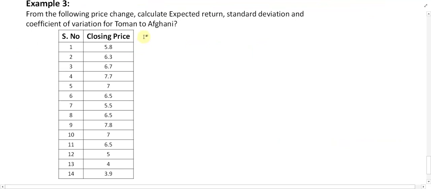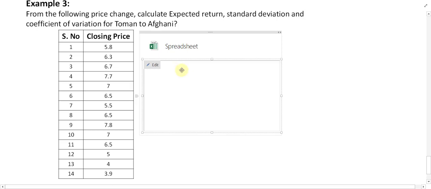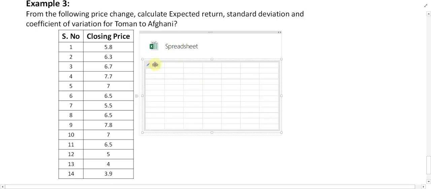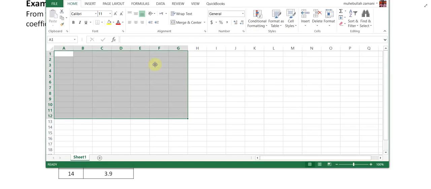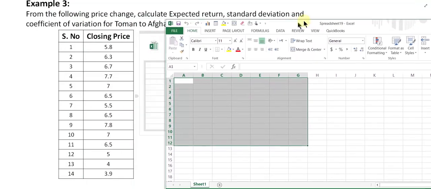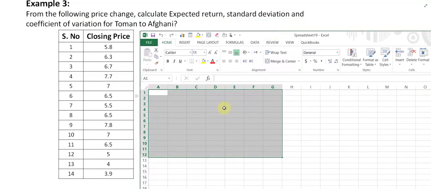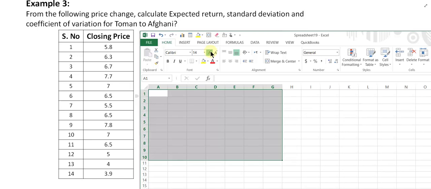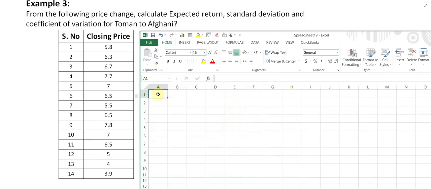But in order to do this, again, let me insert the Excel. Why? Because it is time consuming. So let me insert the Excel. Okay. Then click on edit. Then, of course, expand it and increase the font size. So let me increase the font size to 16, right? First of all, let me mention these values here itself.